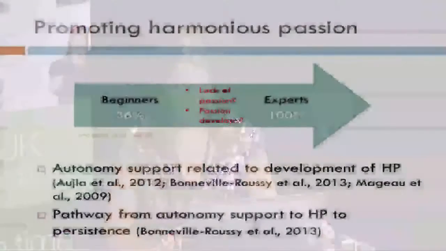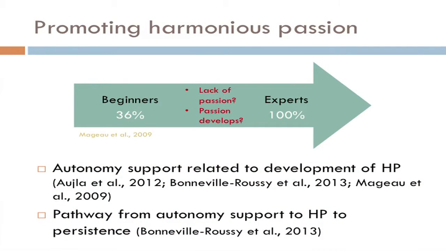What we might be able to have an influence over is the extent to which they are harmoniously or obsessively passionate about dance. And autonomy support is a word that we've already heard quite a lot today, and perhaps it's going to be one of the take-home messages from this whole event, because very recent research in dance and in music is indicating that autonomy-supported behaviours from significant others, like parents and teachers, are associated with the development of harmonious passion among young people. And in fact, it does seem to be the case that there's a pathway from autonomy-supported behaviours from significant others to the development of harmonious passion to persistence in the activity.